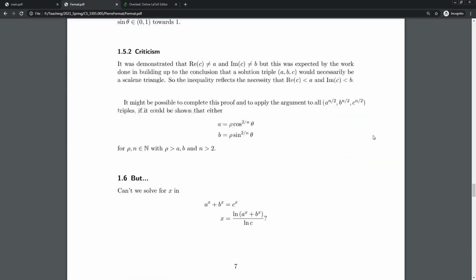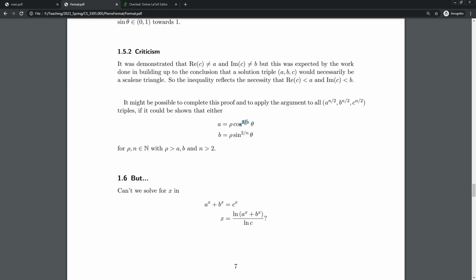And so I'll show you kind of what that looks like graphically. And in theory, it's possible to complete this proof. All that remains to be shown, and this is equivalent to Fermat's last theorem, is that for any choice of c in that first quadrant, where it's not on the line y equals x, then you have a equals rho times the cosine to the 2 over n of theta, and b equals rho times the sine to the 2 over n of theta.